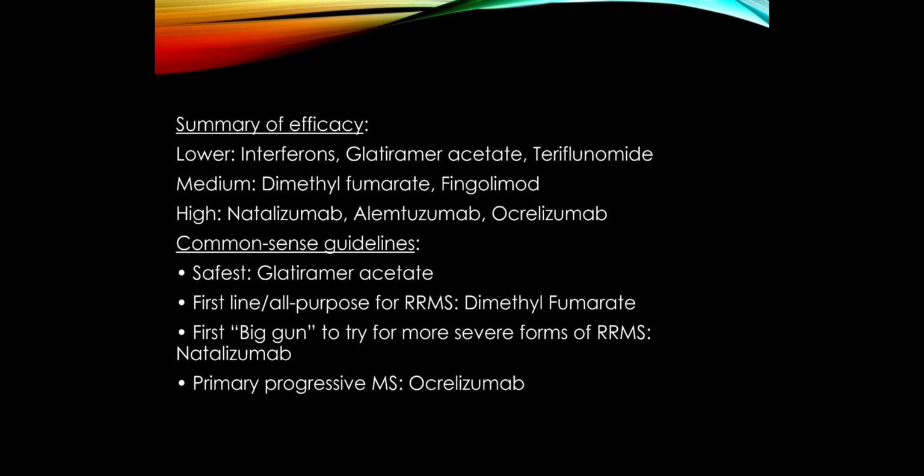Here is something helpful that a local MS specialist shared with me. In terms of efficacy, the interferons, glatiramer acetate, and teriflunomide are lower overall in efficacy. In terms of median efficacy, dimethyl fumarate and fingolimod are solid, more effective. Highly effective are natalizumab and ocrelizumab. I've not mentioned the one in the middle because that's a very new one on the market, but these monoclonal antibodies are really very effective.